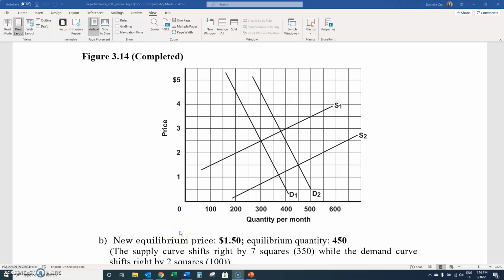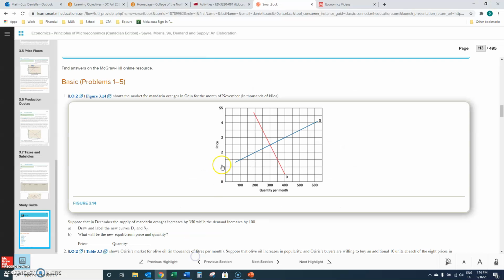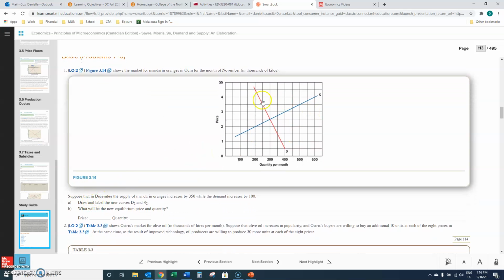Okay, let's look at problem 1 in chapter 3 under study problems. Actually, let me bring up the question. This figure shows the market for mandarin oranges. This is the supply and demand for the month of November. It asks us to assume that in December, the supply increases by 350 while the demand increases by 100. We're to draw the new demand and supply curve and then determine the new equilibrium price and quantity.